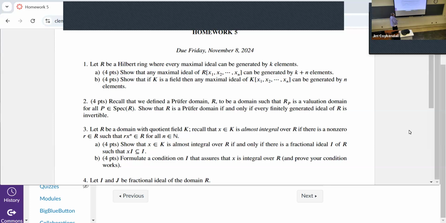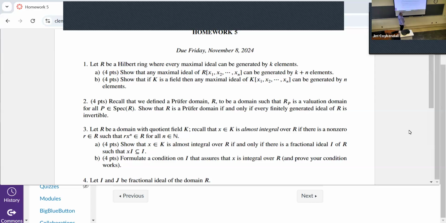Let R be a domain with quotient field K. Recall that x in the quotient field is almost integral over R if there is a non-zero r in R such that r absorbs all powers of x down into the ring. Show that x in K is almost integral over R if and only if there's a fractional ideal I of R such that xI is contained in I. So that's kind of a nice compact characterization, if you will, of the notion of almost integrality.